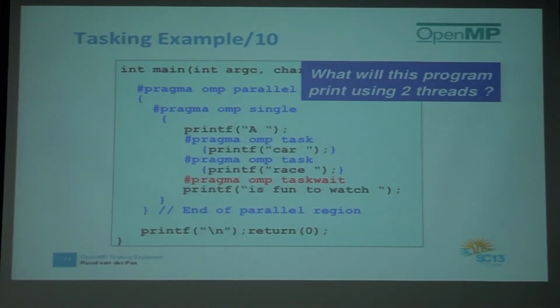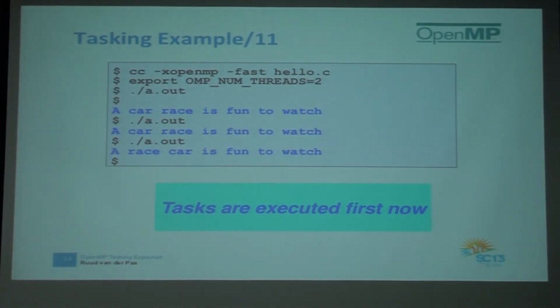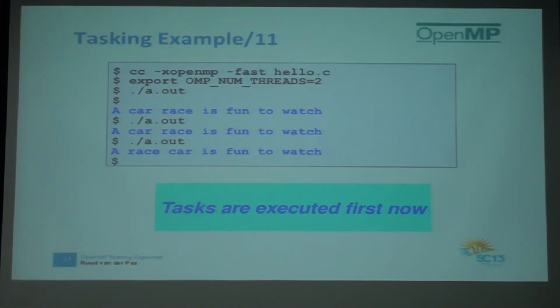Okay, so what will this program do now? What is that? Okay. So now he's saying pragma OMP parallel, pragma single, task car, race, taskwait, and then is fun to watch. So the tasks have to wait. So a car race is fun to watch. A race car. I don't know. I haven't remembered all the other things I saw. I don't know how much of this I need to execute. The point is made that tasks are different from threads, and tasks can be created by threads. That's the thing I wanted to get out of this presentation, because this is nice.